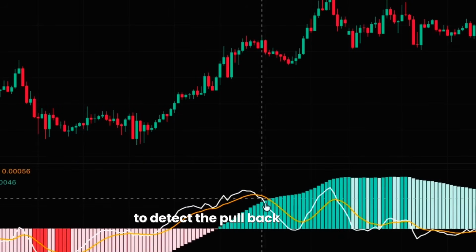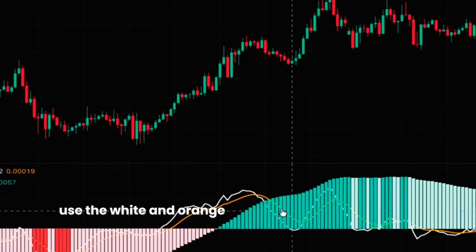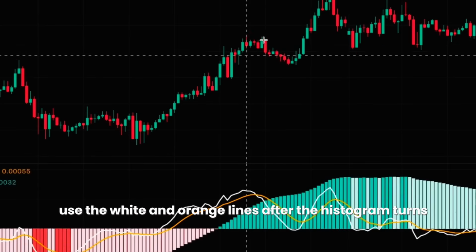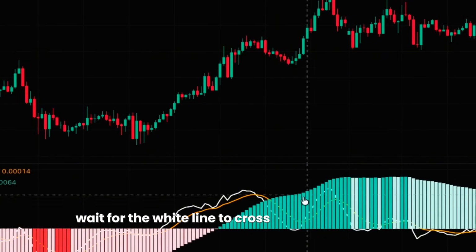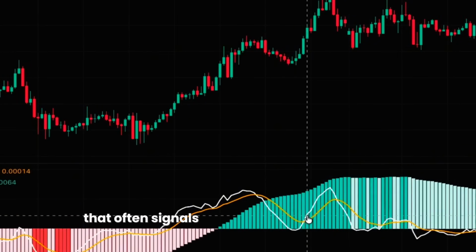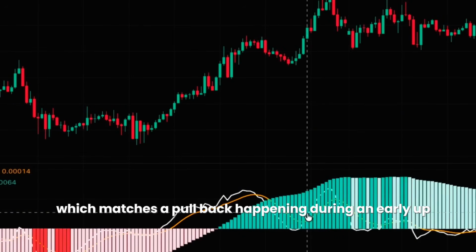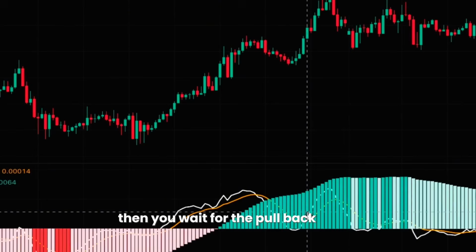To detect the pullback and its end, use the white and orange lines. After the histogram turns green, wait for the white line to cross below the orange line. That often signals short-term bearish momentum, which matches a pullback happening during an early uptrend shift. Then you wait for the pullback to finish.